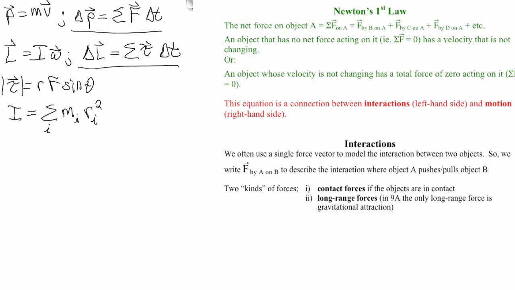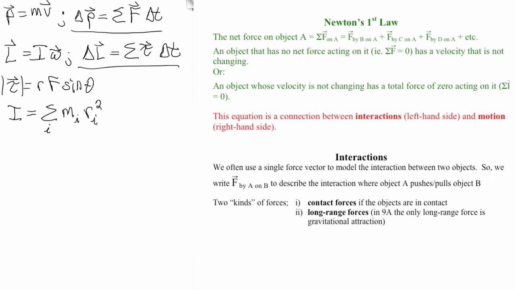All right, this is getting slightly ahead of ourselves, but maybe not too much, since all I'm really going to talk about is interaction ideas that you've already talked about a little bit, but that you should understand well. So we're going to talk about Newton's laws. Newton's first law has a connection between interactions and motion. Newton's second law, I've already kind of said this. This right here is essentially a statement of Newton's second law. It's already a connection between interactions and translational motion.